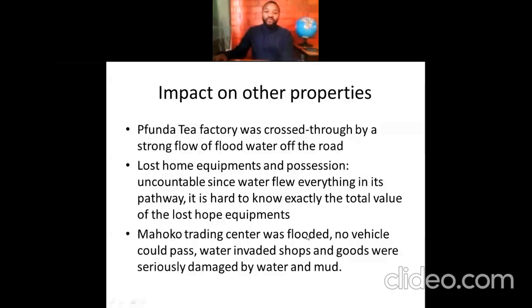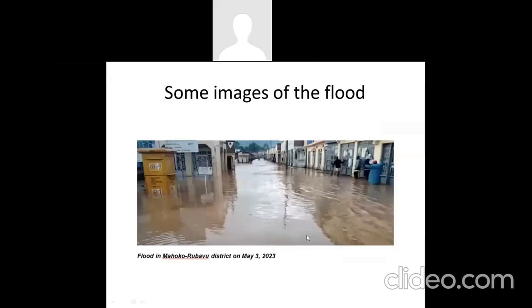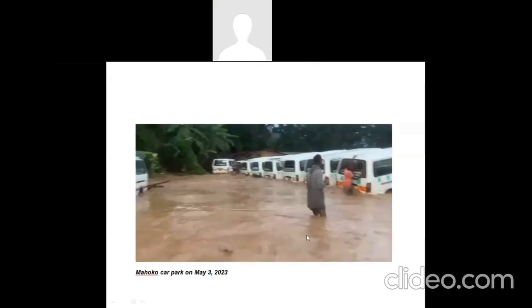Mahoko Trading Center was also flooded and no vehicle could pass. Water has invaded some shops, and the goods were seriously damaged by water and mud that is carried by erosion. So here are some images of the flood. This is Mahoko Trading Center that was flooded. This is Mahoko Car Park.